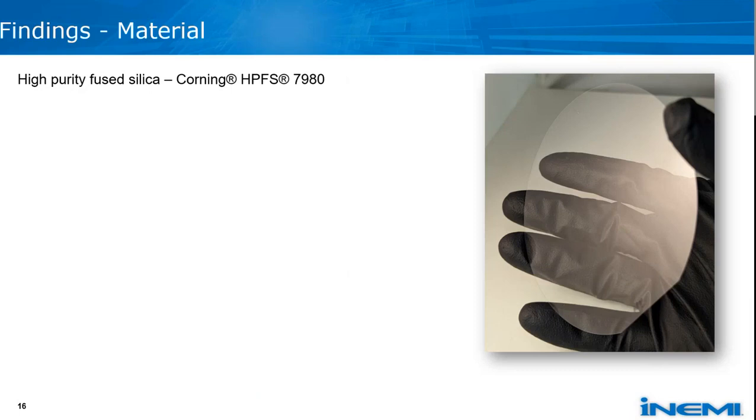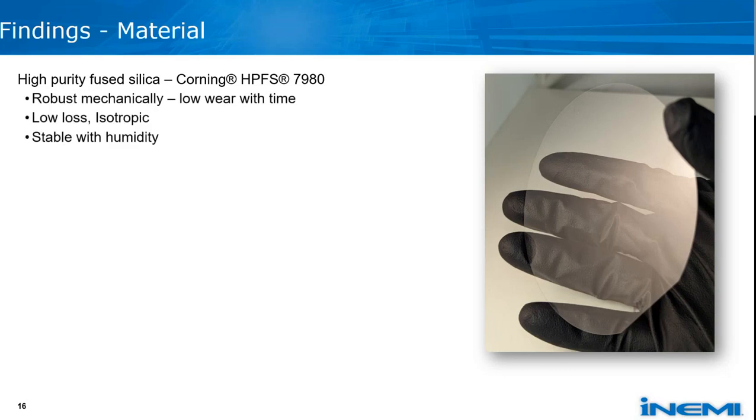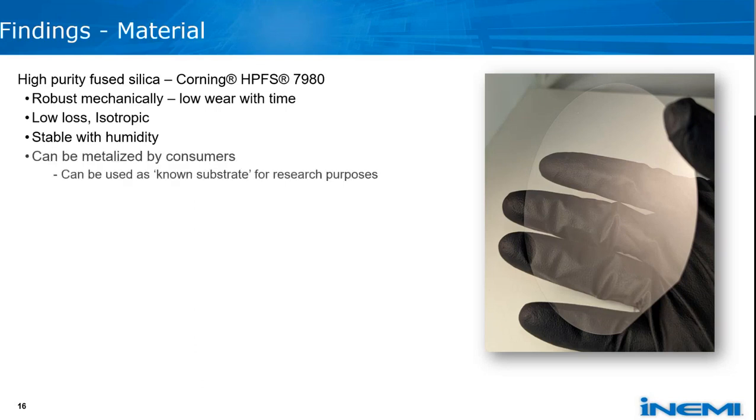So another material we looked at, which ultimately is the one that we're going to recommend, is high purity fused silica, specifically Corning's HPFS 7980. You can see from this picture, this is basically glass. A casual observer would look at this and think it's a sheet of glass in wafer form. These are fairly robust mechanically in terms of scratching and those sorts of things, so we expect that there will be low wear with time. They're very low loss and isotropic, and also fortunately are stable with humidity. And so these meet those requirements of the SRM.